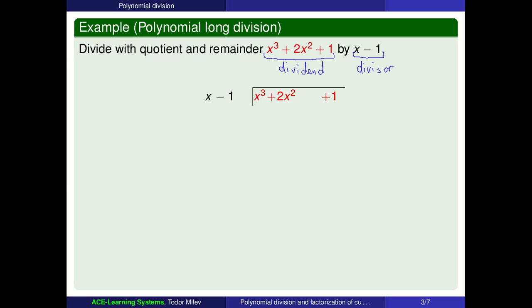The first thing we do is copy the dividend and write it under the so-called division bracket. Here, this line is called a division bracket. So we write our dividend under the division bracket, and we write our divisor to the left of the division bracket. So here is the divisor, and here is our dividend.